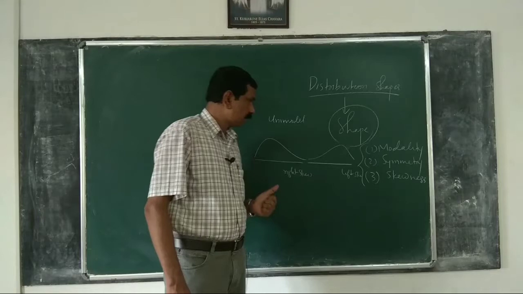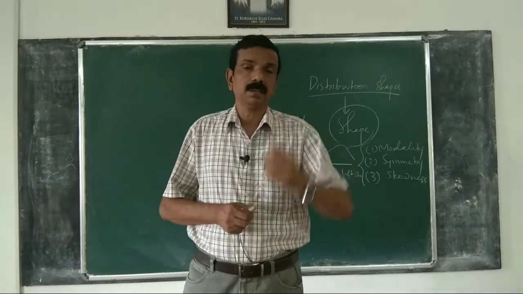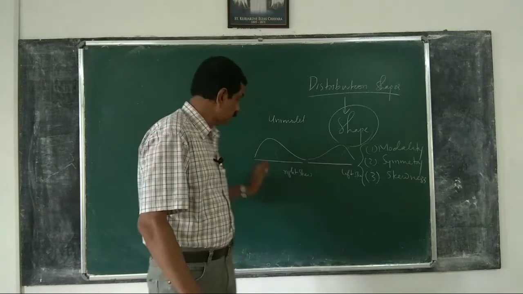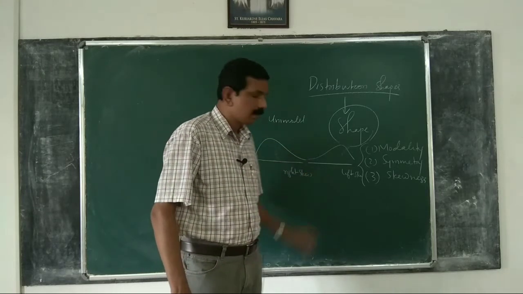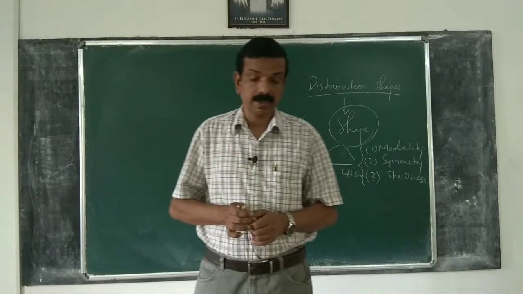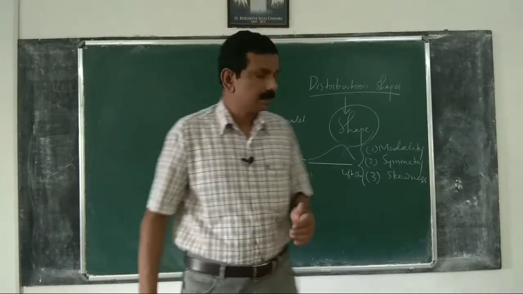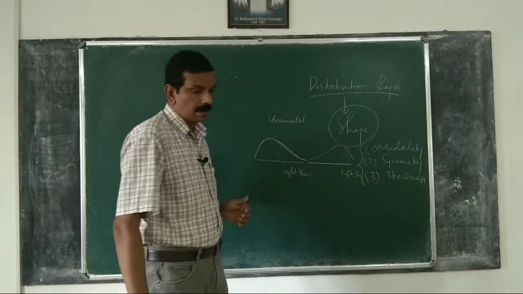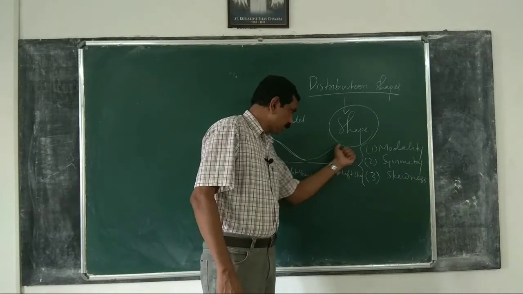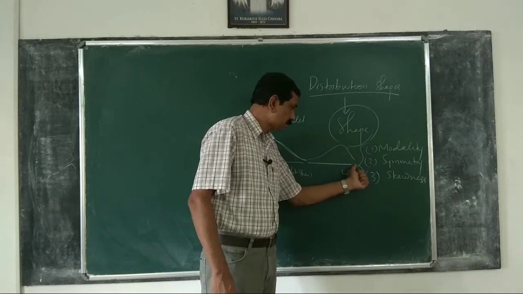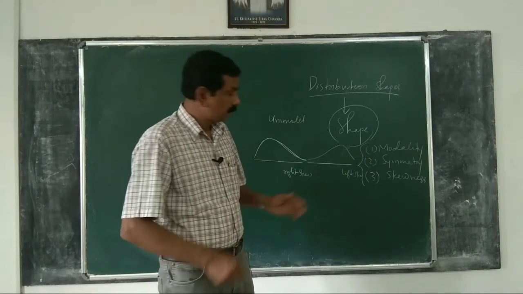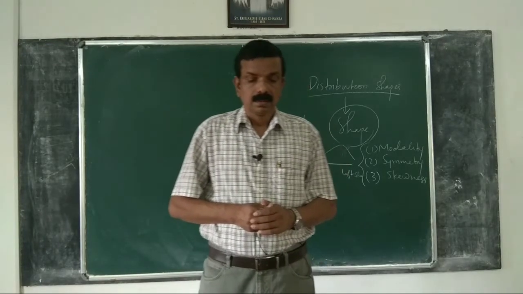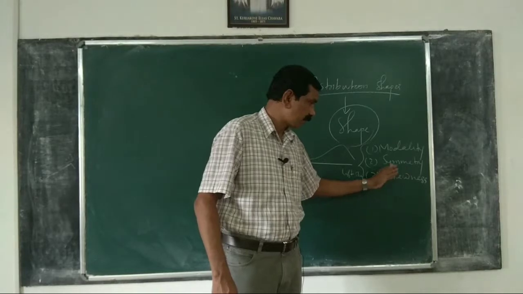A right skewed distribution rises to the peak rapidly and comes back to the horizontal axis slowly. So its right tail is longer than the left tail. This is the left tail, this is the right tail. A left skewed distribution rises to peak slowly but comes back to the horizontal axis quickly. So its left tail is longer than its right tail. And this is skewness. Measures of skewness will be considered later.